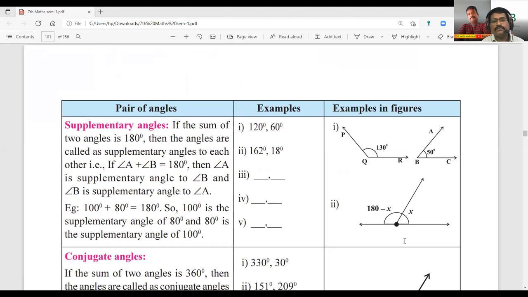Okay, so 50 and 130 are nothing but supplementary angles, because the angles sum is 180 degrees. Like this, 62 and 118 is nothing but 180. 120 and 60 is nothing but 180. And also I can write like this.